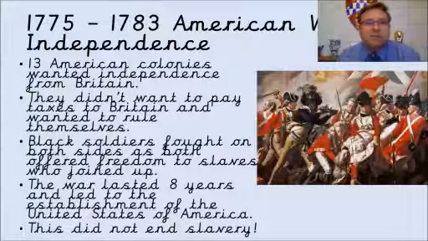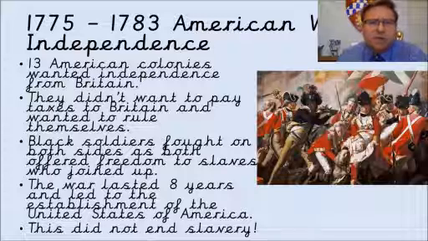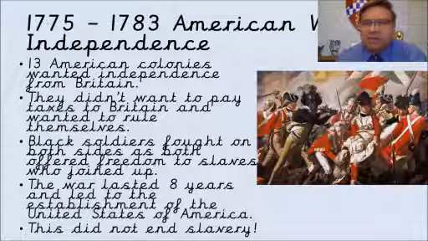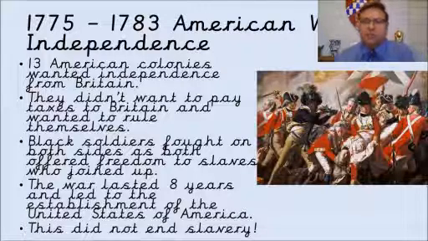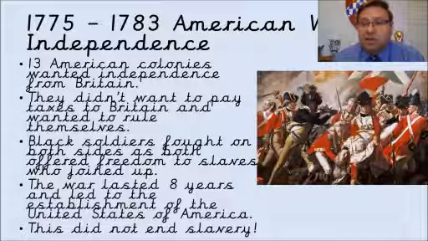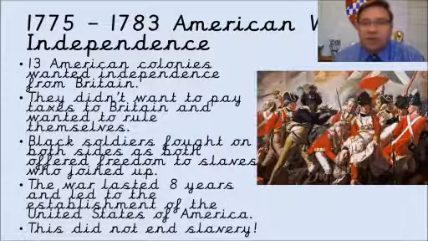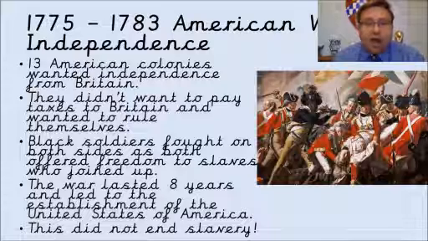By 1775, 13 of the American colonies felt they actually wanted independence from Britain. They didn't want to pay taxes, they didn't want all their wealth going to Britain, and they wanted to actually rule themselves. They felt it was important to have self-rule rather than just to be a small offshoot of Britain, providing money and resources to help the British economy.